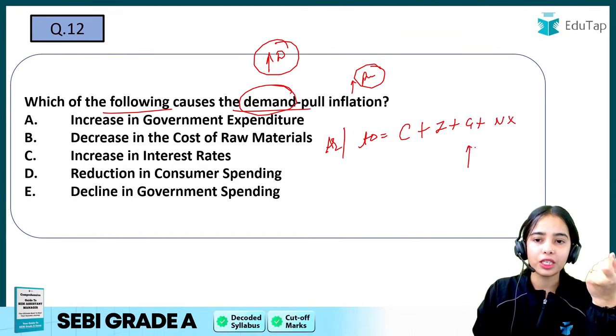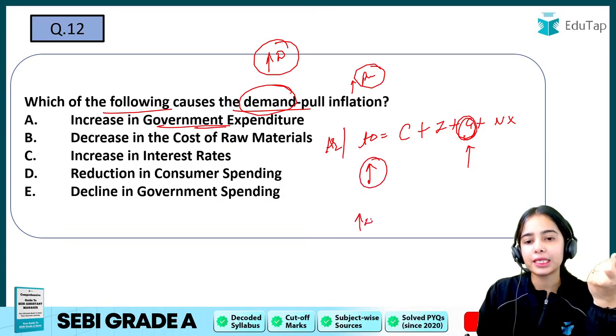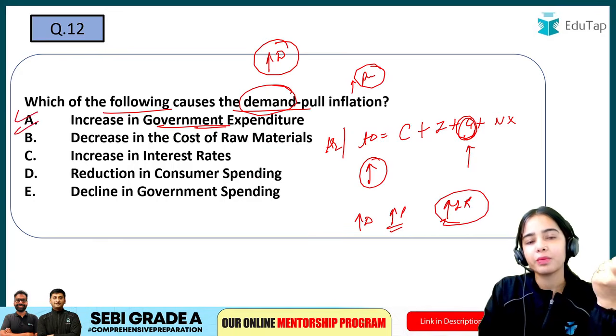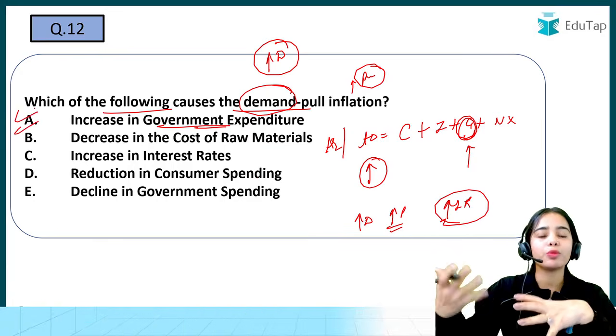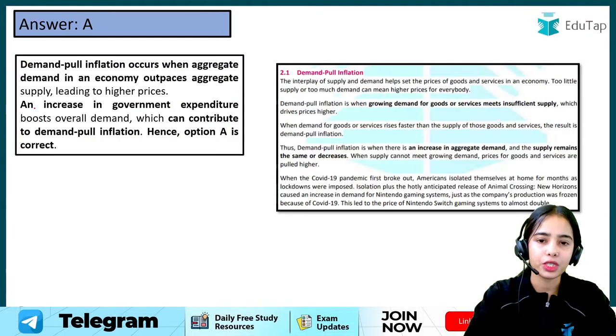So, when the government expenditure is increasing, the demand is increasing, and with the increase in demand, the prices increase and the inflation rate can increase. Okay, so A is the best answer here. And remember that in demand-pull inflation, the prices increase because of the increase in demand. So this is the idea.